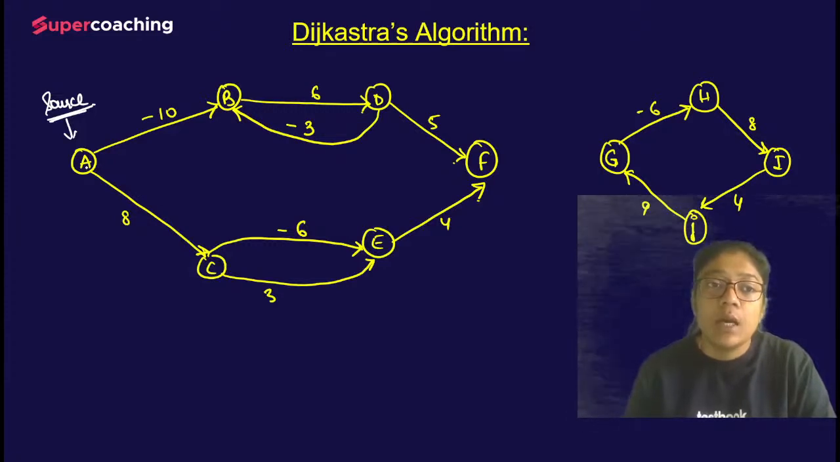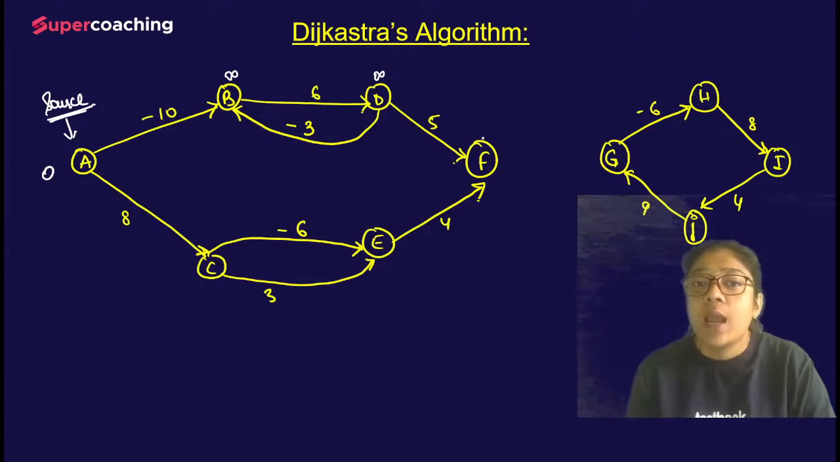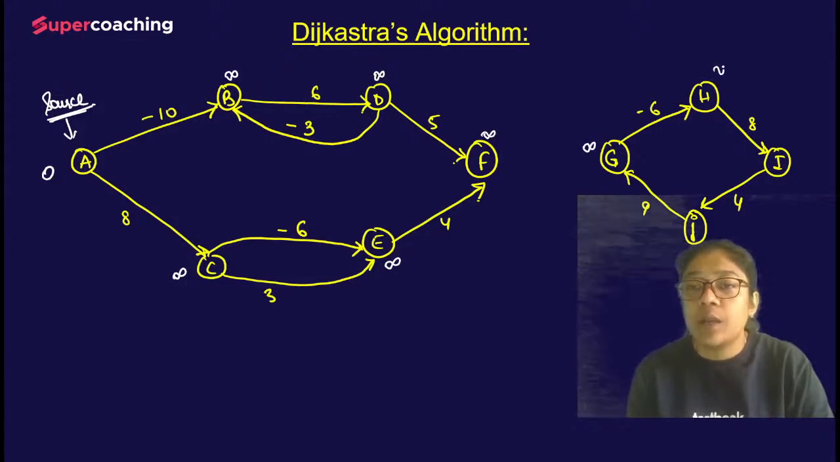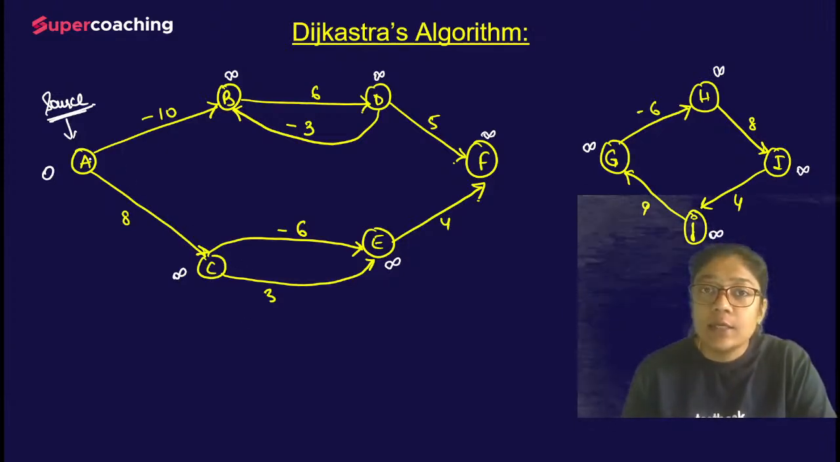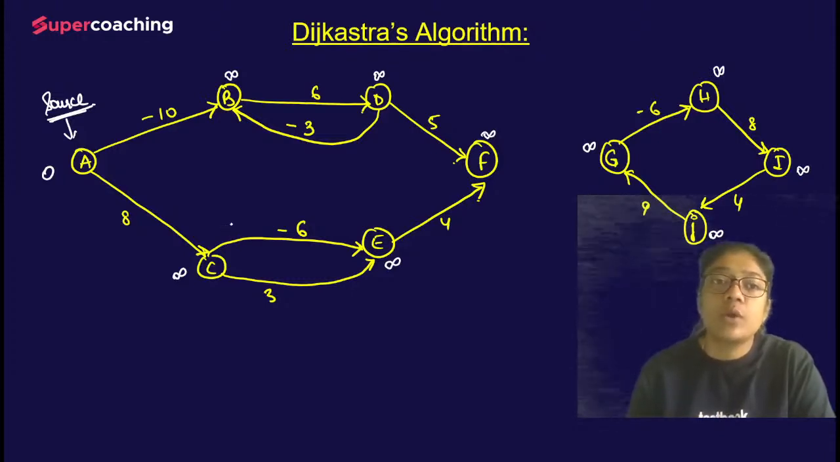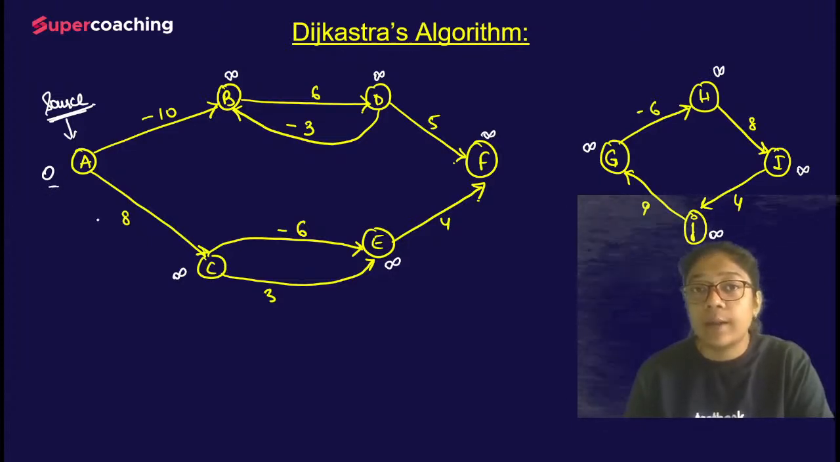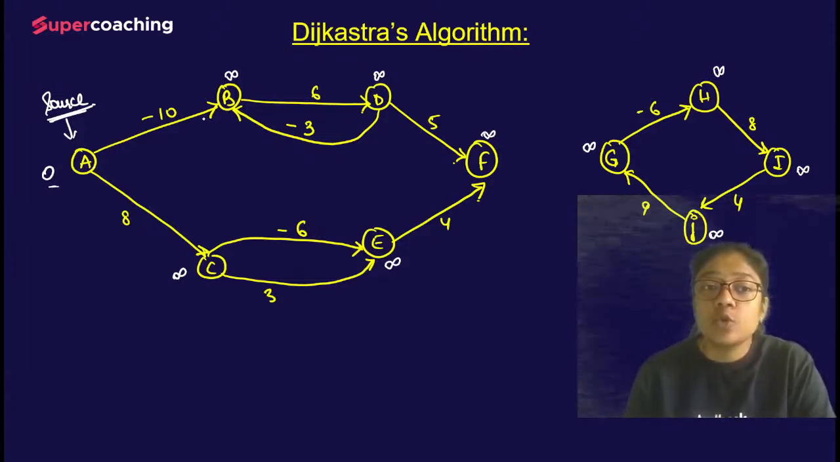If you see here, A to B is -10. So the way is, whichever is the source vertex, mark it 0, and the remaining are infinity. Infinity means as of now these vertices are not visited. Starting from the source, you haven't reached these vertices yet, so this is infinity. Now let us look at how Dijkstra's algorithm is going to work. To reach A, we covered 0 distance. A is adjacent to B and C.